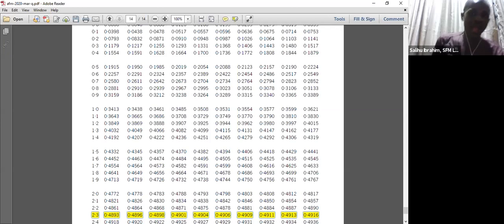Our D2. What's the value of D2? Okay, 2.22. Thank you. So what you are going to do is that you go and trace where you have 2.22. Look at it here. We have our 2.22 right here.